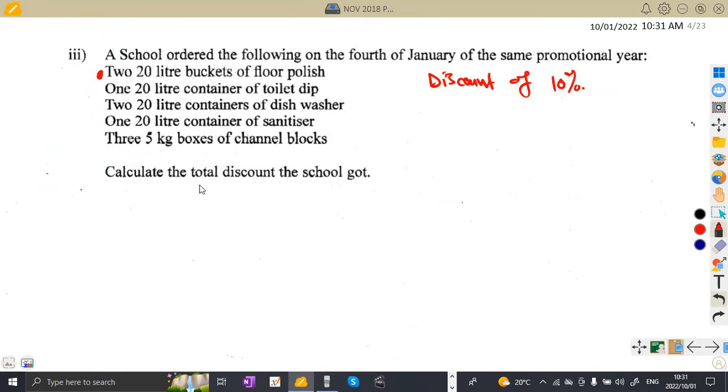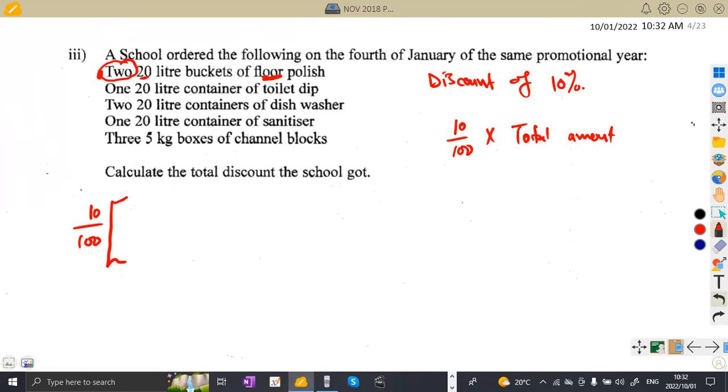So the school had to order 2 20-liter buckets of flour. So the question is to calculate the total discount. So actually the discount is 10%. So it's going to be 10 over 100 times the total amount. That is your discount. You are not calculating the money that you're going to pay, but what is the discount? Discount is 10%. 10% of what? Of the total. So all you need is to find 10% of the total of what was being bought in this case. Okay, so it's 2 20-liter buckets of floor polish. Take note, 2 of them.